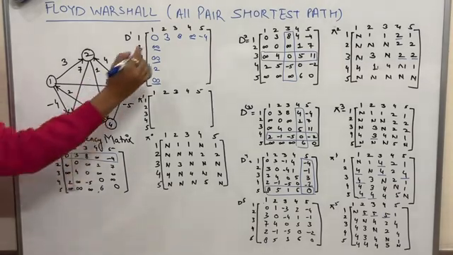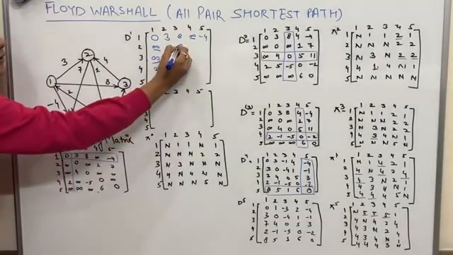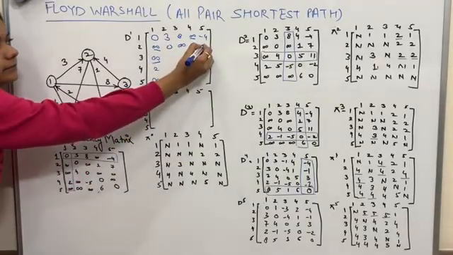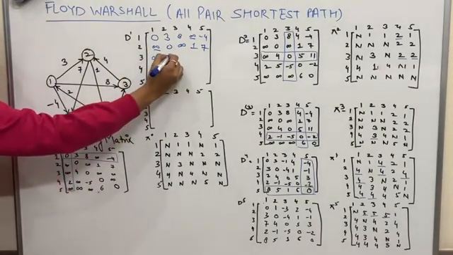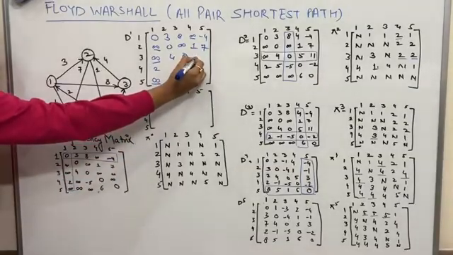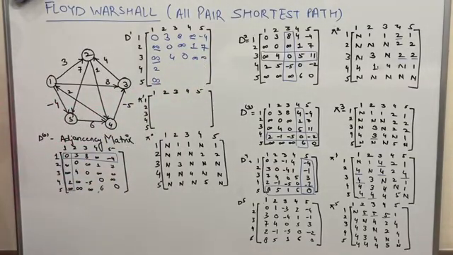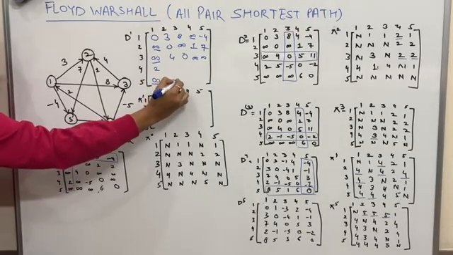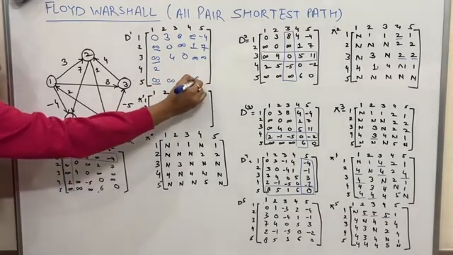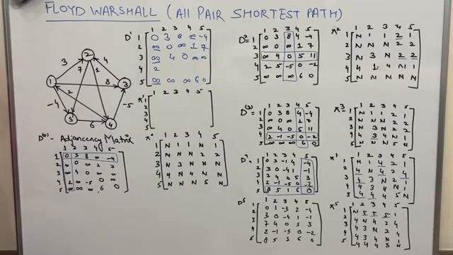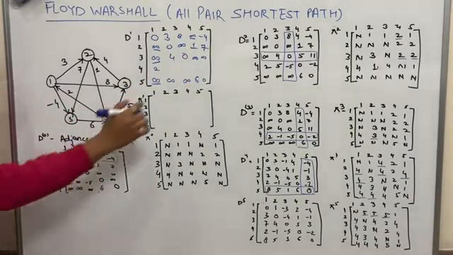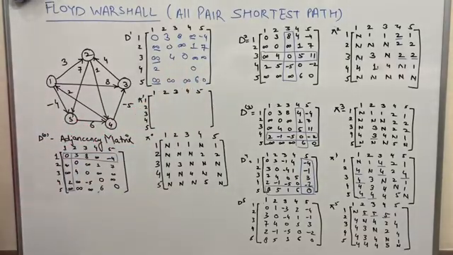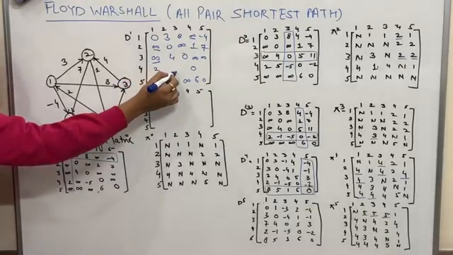Now we are going to copy the rows: infinity, 0, infinity, 1, 7. Next is infinity, 4, 0, infinity, infinity. Next is the last row: infinity, infinity, infinity, 6, 0. Clear? Now we have to copy the fourth column, because there is an infinity. From 1 to 4 is 0, and 4 to 4 is 0. Now you can see that there are some cells which are vacant.